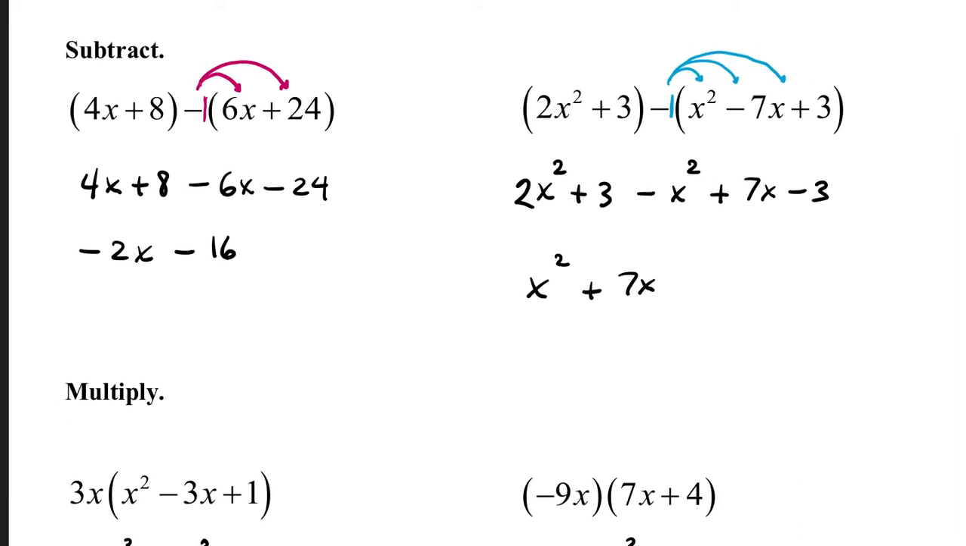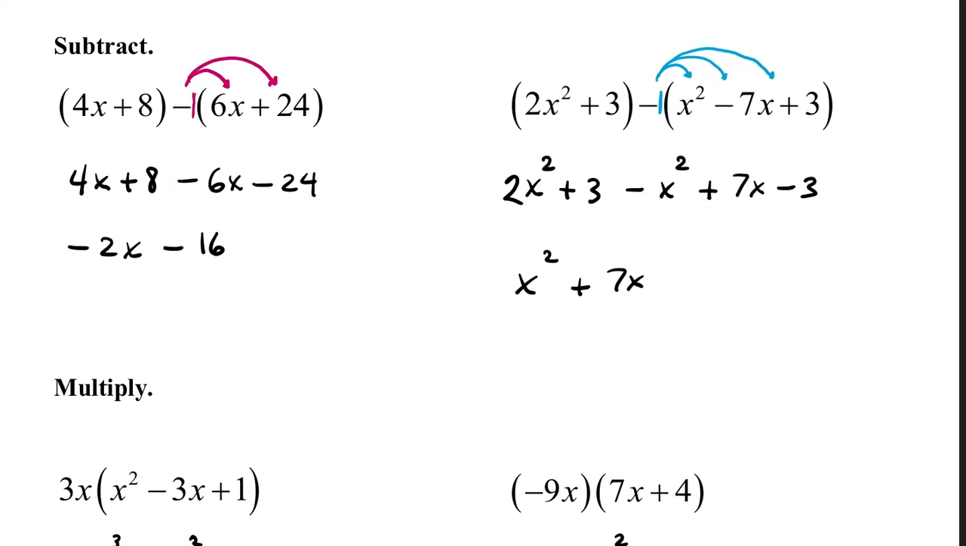The example to the top right of your screen, 2x squared plus 3 minus x squared minus 7x plus 3. Again, with subtraction, you distribute a negative 1 to each term in the parentheses to its right. 2x squared plus 3 minus x squared plus 7x, two negatives multiplied to a positive, minus 3. 2x squared minus 1x squared, those are like terms because they have the same variable and exponent combination. 2 minus 1 is 1x squared.